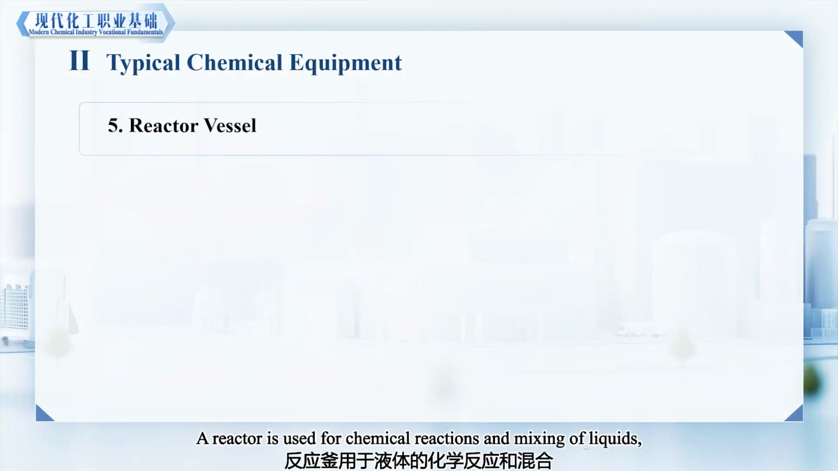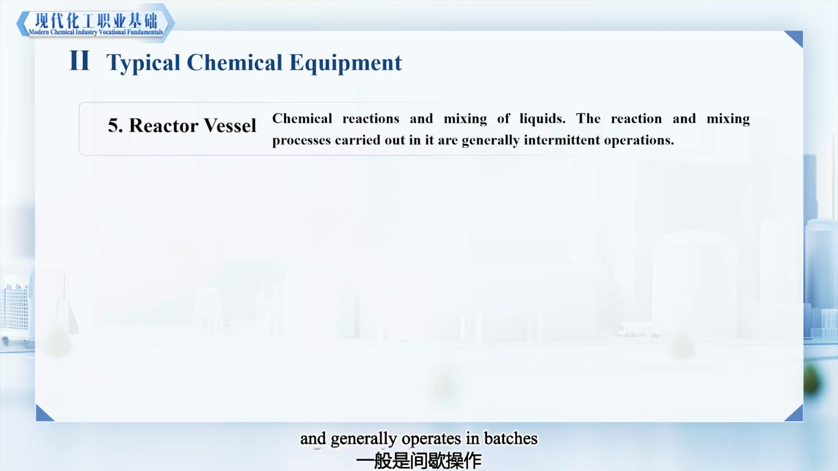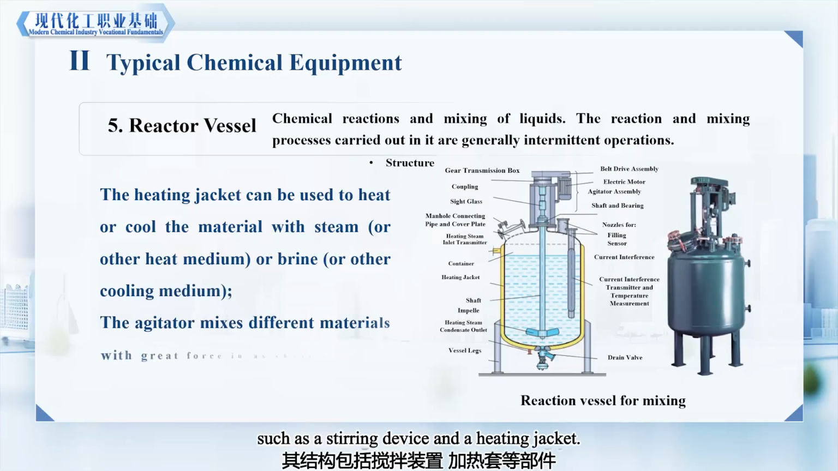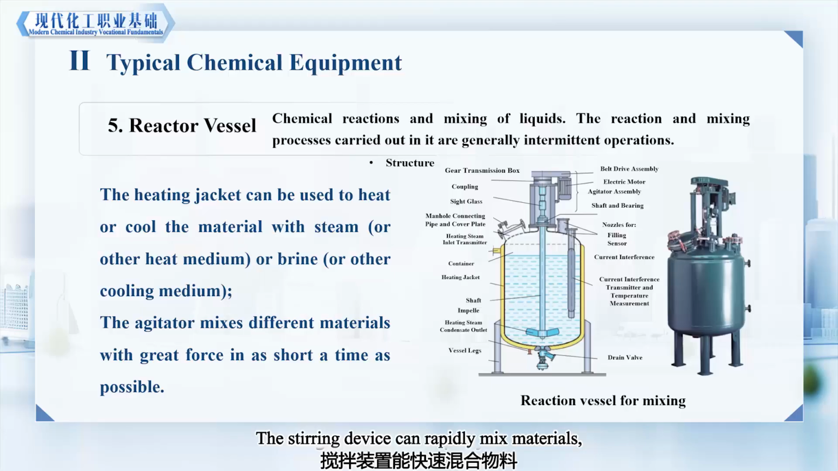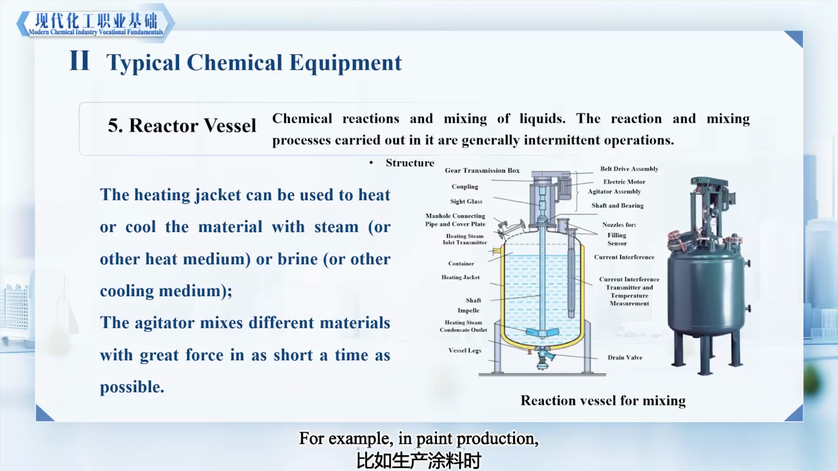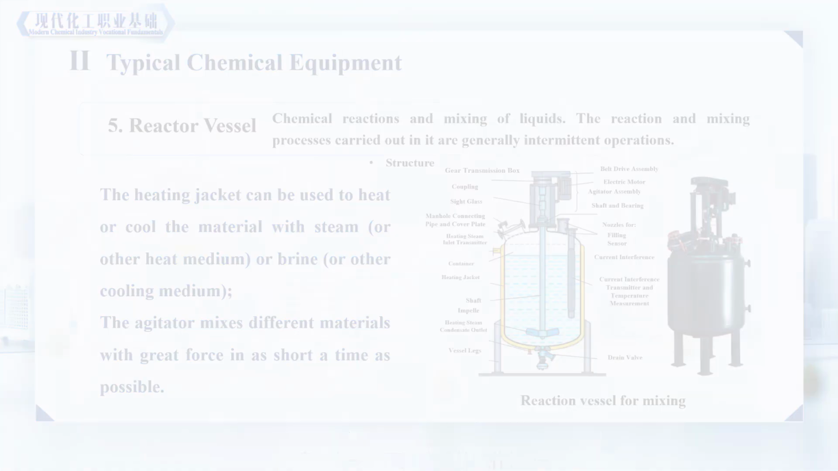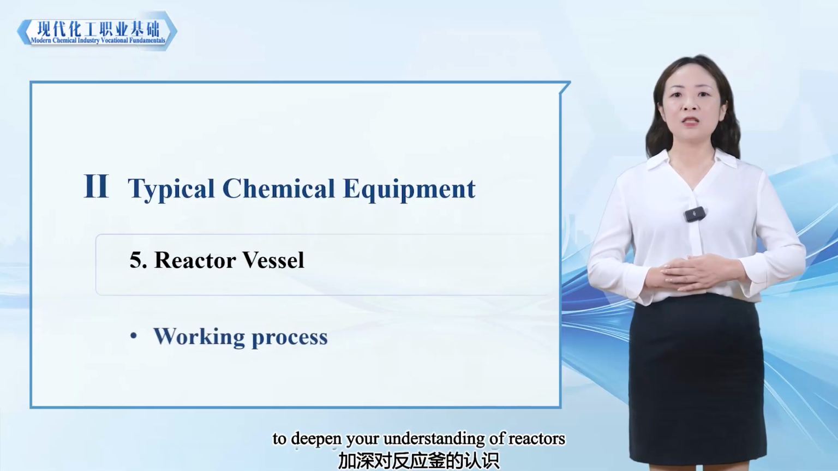5. Reactor. A reactor is used for chemical reactions and mixing of liquids and generally operates in batches. Its structure includes components such as a stirring device and a heating jacket. The stirring device can rapidly mix materials, and the heating jacket can heat or cool the materials using steam or other media. For example, in paint production, various raw materials are mixed and reacted in a reactor. Please watch the reactor video to deepen your understanding of reactors.